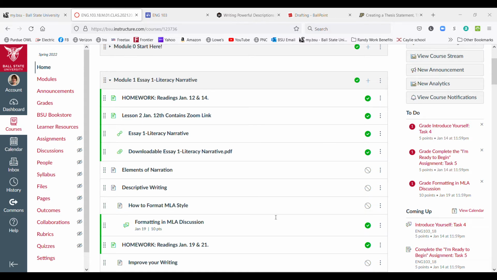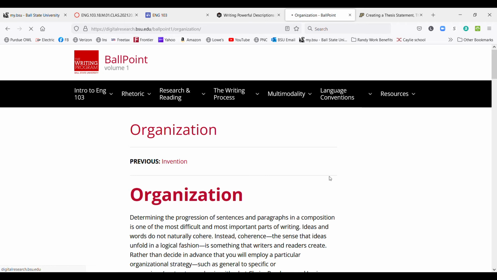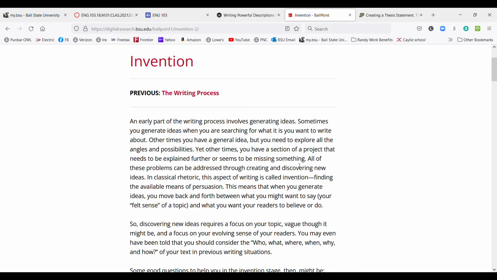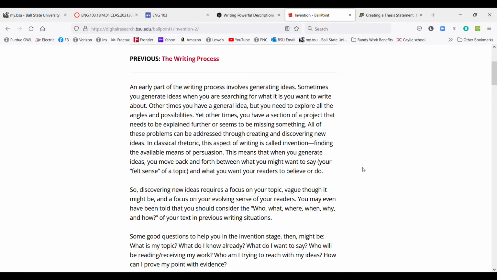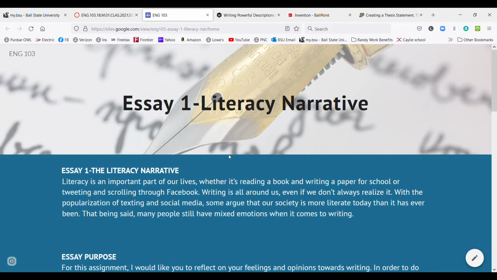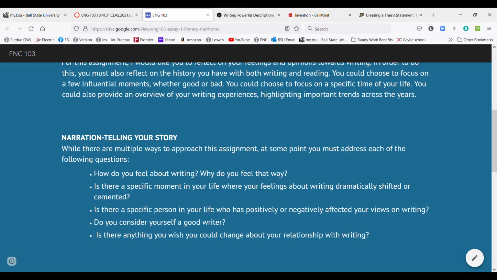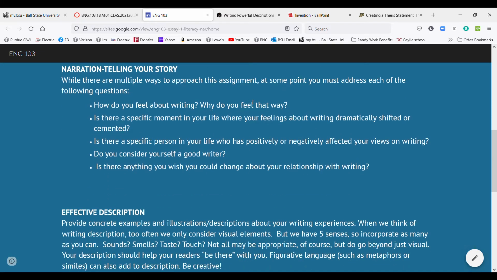So invention, drafting, and organizing is what we wanted to focus on for reading this week or for Friday. So we start with the writing process. This just basically goes over how to generate some ideas and figure out what you want to write about. As you know, the actual Essay One Literacy Narrative assignment has some prompts for you to kind of get you thinking about what you can write about.